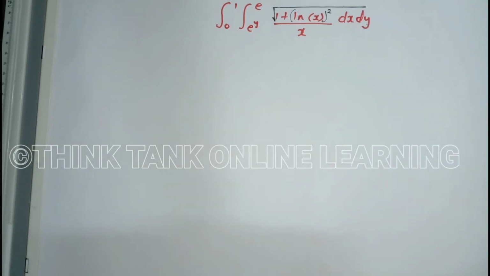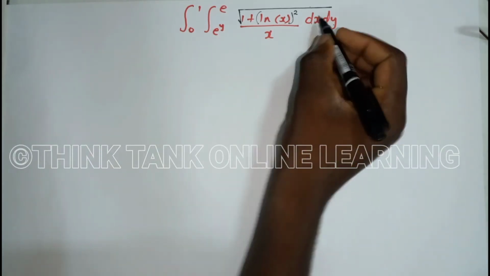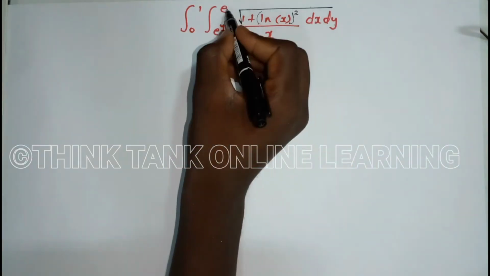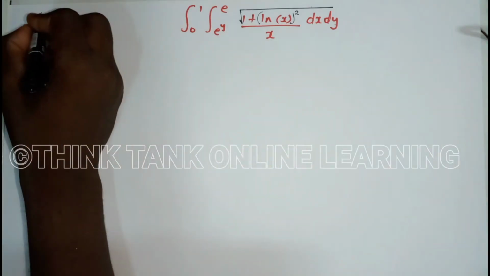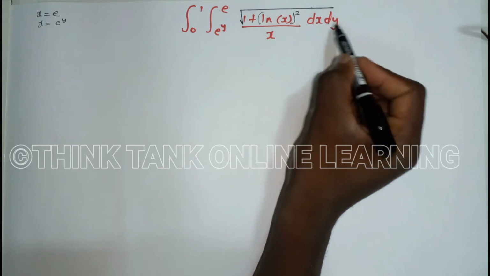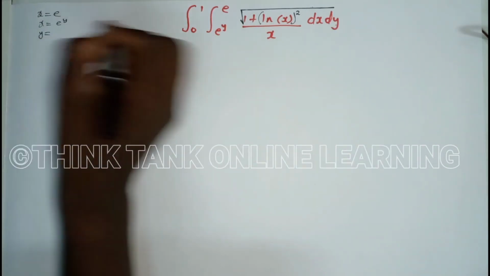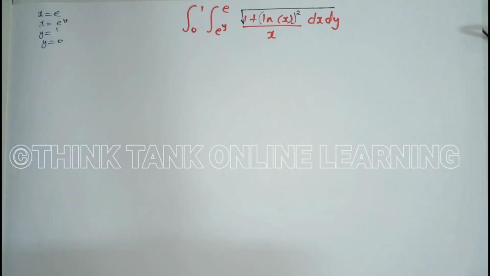Then after that we're going to determine our limits. I'm going to write the limits here. For x, this is dx and this is the sign of the inner integral. So for x, that means x is equal to e, and also x is equal to e to the power y. Moving on to y, for the outer integral, y is equal to 0 and y is equal to 1. You have to write this, so we're going to use this information, it's very useful.